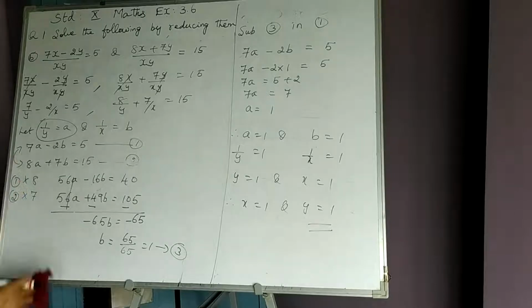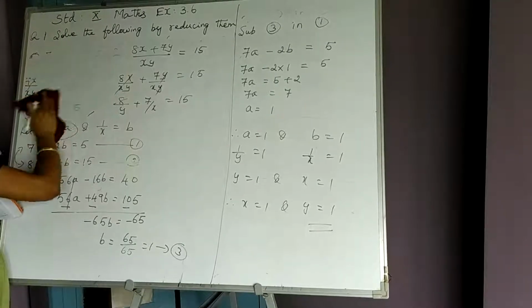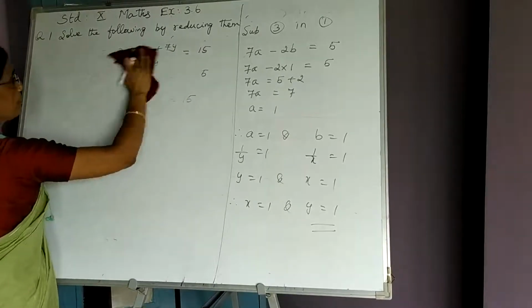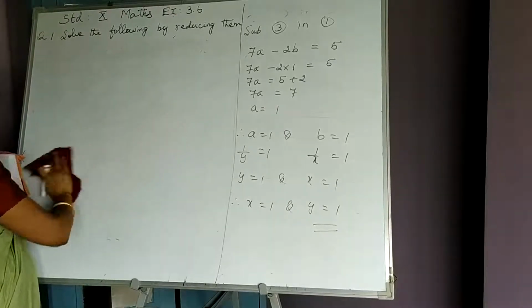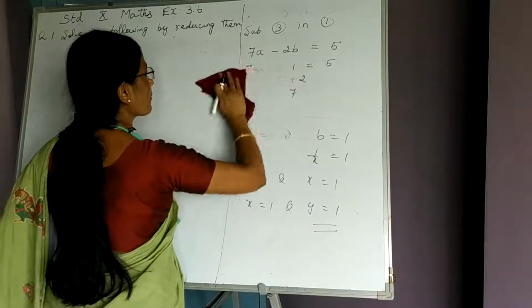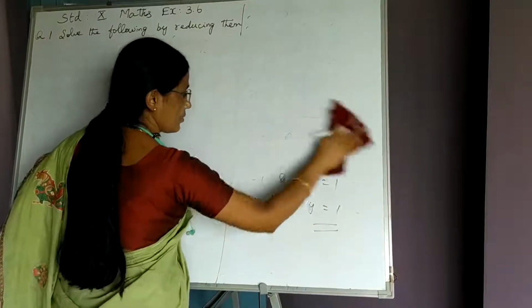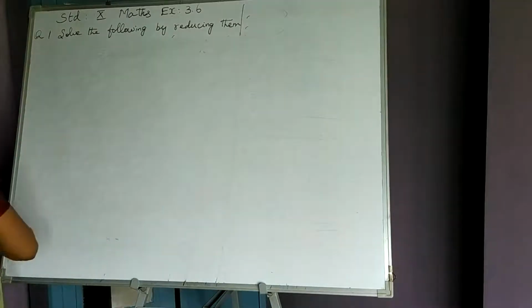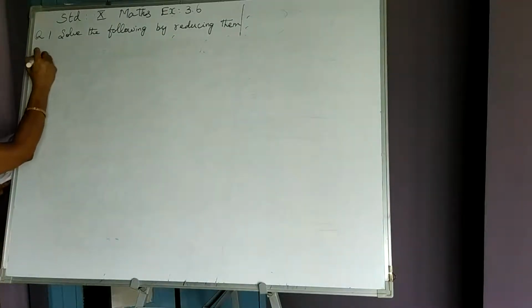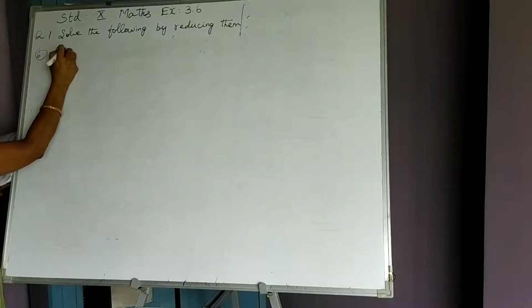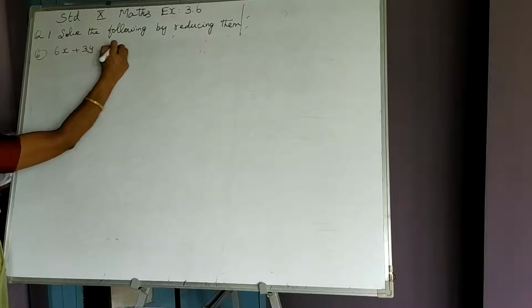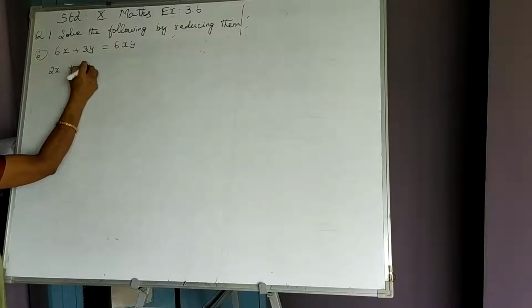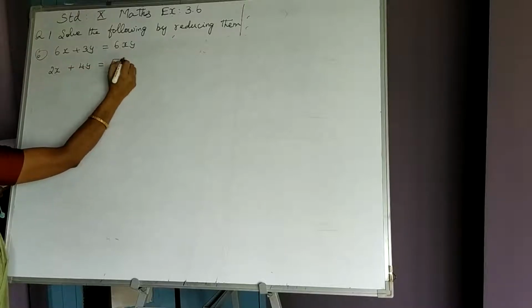We start with sixth sum. Sixth is 6x plus 3y is equal to 6xy. 2x plus 4y is equal to 5xy.